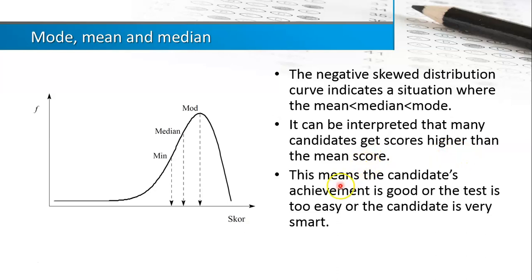So you can interpret that the candidate achievement is good, or it can also indicate the test is too easy, or the candidate is very smart, smarter than the test itself. Okay, so that is the interpretation between these values, the mean, median, and mode. Always remember, median is in the middle between mean and mode.